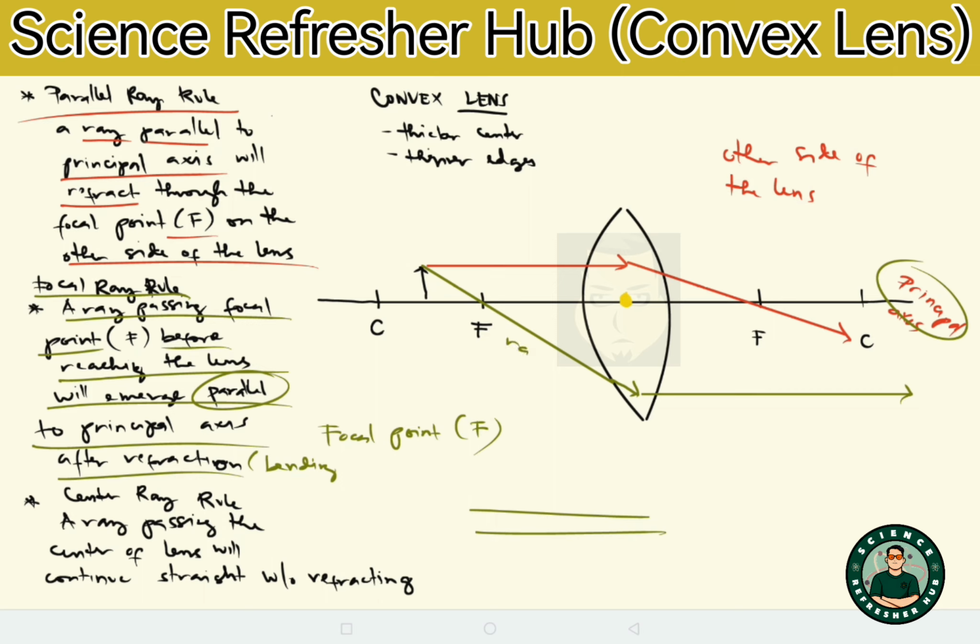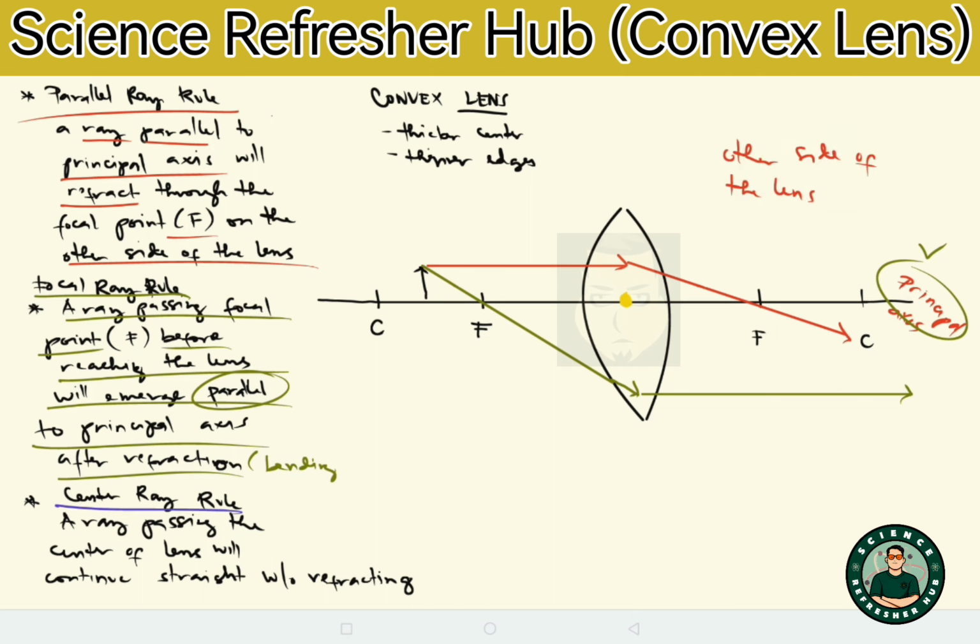Again, this is our ray, and it passed through the focus before refraction, before bending. Here's our bending, the refraction part here. It will emerge parallel to our principal axis. So our principal axis line and our refracted ray here are parallel. So that's the second rule, or the focal ray rule. Okay, we have now our last rule.